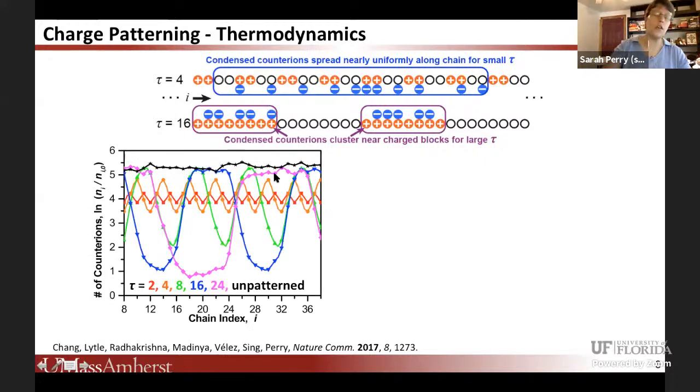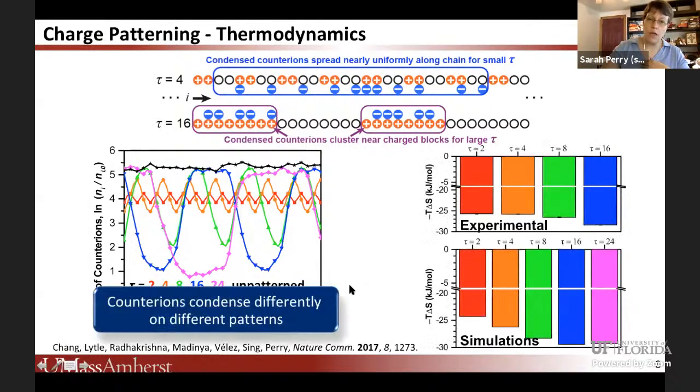So this is schematic. You can look at it with actual data from the simulations, where you have the number of counterions as a function of chain index. And for little patterns, you see small oscillations, but then you start seeing these huge swings in the number of counterions. And so then you can take these data from simulation, map them onto an adsorption isotherm and get entropy data out. And we can compare that experimentally with data collected from isothermal titration calorimetry. And we see very strong entropic driving force, as is expected.